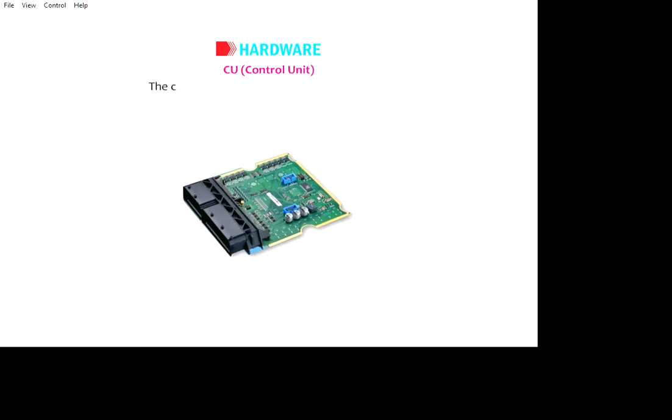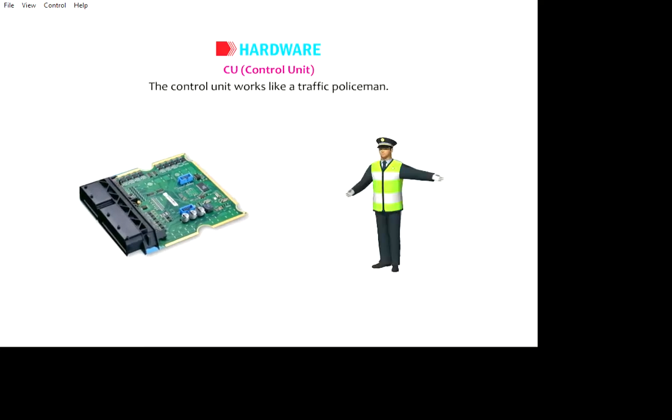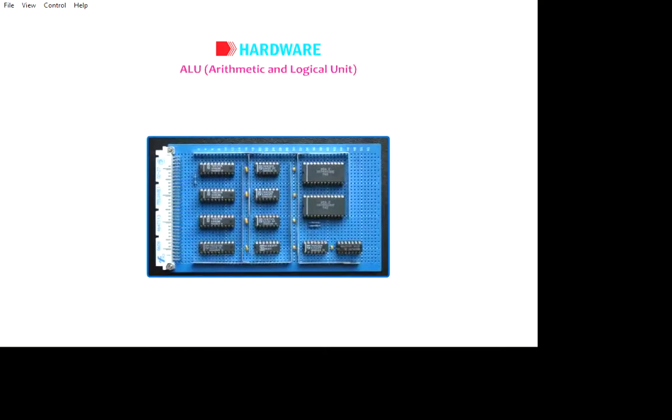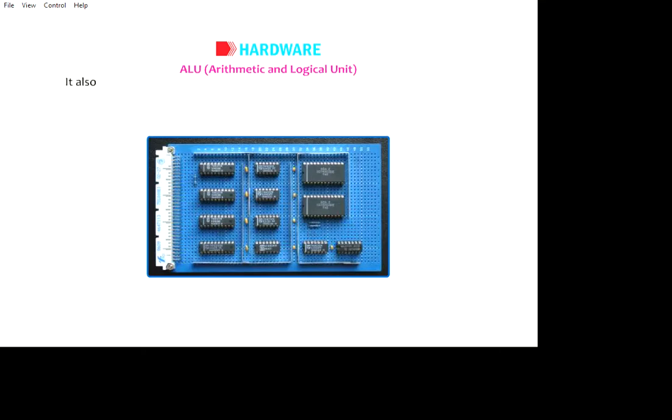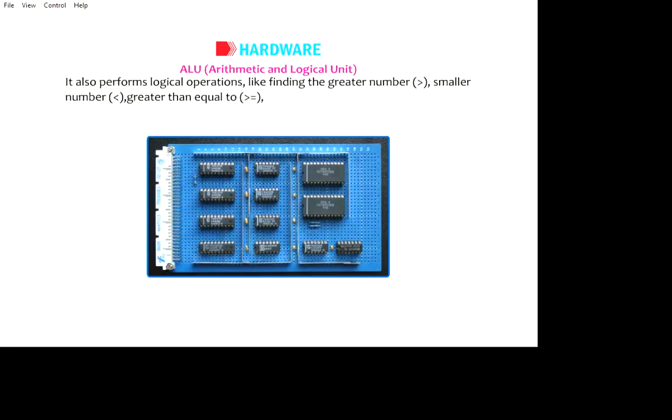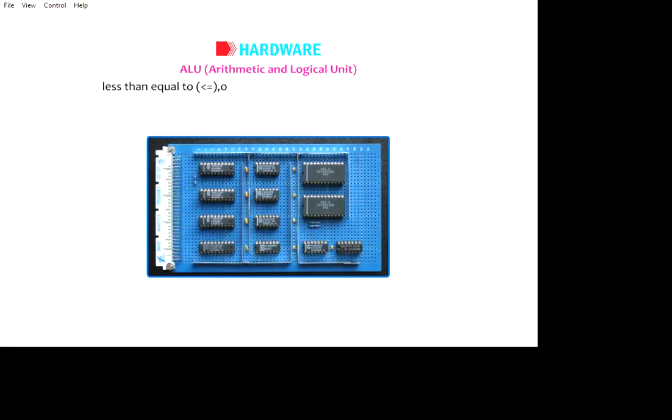Control Unit. The control unit works like a traffic policeman. It controls and manages the working of all the parts of a computer. ALU, Arithmetic and Logical Unit. This unit performs all arithmetic calculations like addition, subtraction, multiplication and division. It also performs logical operations like finding the greater number, smaller number, greater than equal to, less than equal to, or equal to and not equal to numbers.